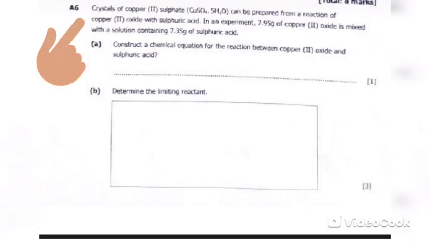The question reads that crystals of copper sulphate can be prepared from a reaction of copper oxide with sulphuric acid. In an experiment, 7.95 grams of copper oxide is mixed with a solution containing 7.35 grams of sulphuric acid. And part A of the question reads, construct a balanced chemical equation for the reaction.